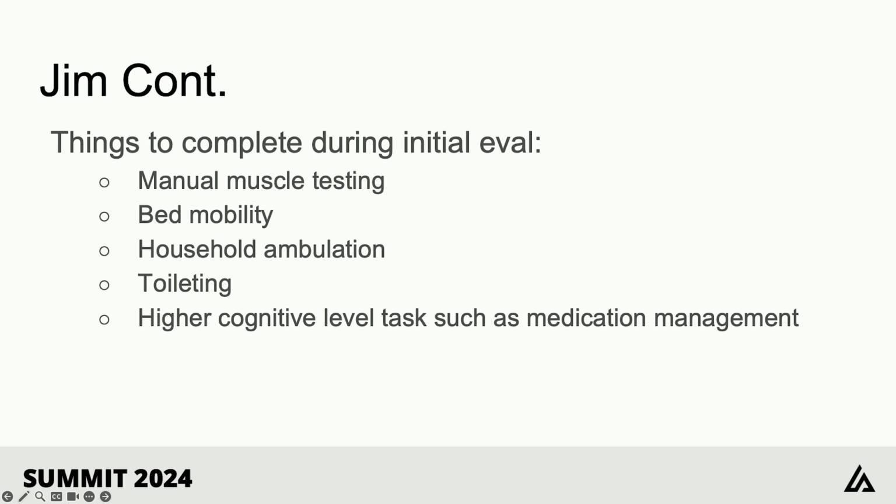So some things that I want to complete during my initial evaluation include manual muscle testing. Determine, is it even safe for this person to get out of bed at this time? He had great lower extremity activation, good quad activation, so I did determine that getting out of bed would be safe. I then want to see him complete bed mobility. So I'm laying the head of the bed flat, getting rid of the bed rails in order to simulate his home setup so that I can see him perform it in something similar to what he would be doing at home.